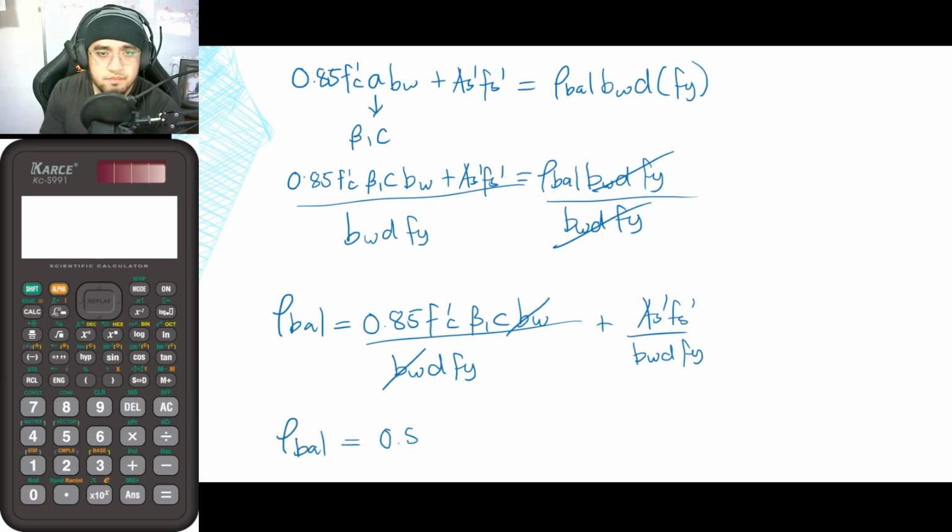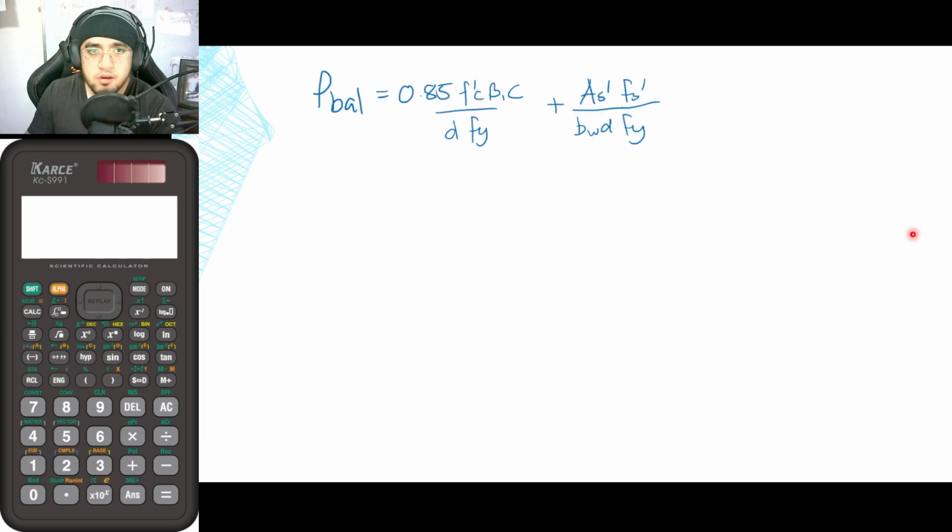0.85 F prime C beta 1 C divided by D Fy plus AS prime Fs prime divided by BWD Fy. Okay, so let me just rewrite that. Once again, rho balance is now equal to 0.85 F prime C times beta 1 C divided by D times Fy plus AS prime Fs prime divided by BWD times Fy.